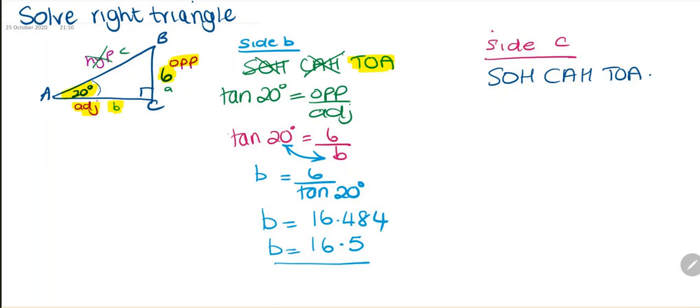And this time, to find C, I'm going to choose two sides. So I'm going to use this side here, just rewrite this. So this is hypotenuse and C. So I'm going to use this side, and I'm going to use this side here.